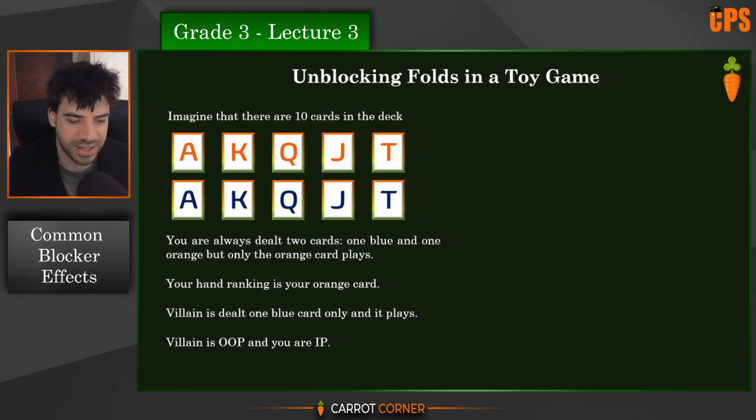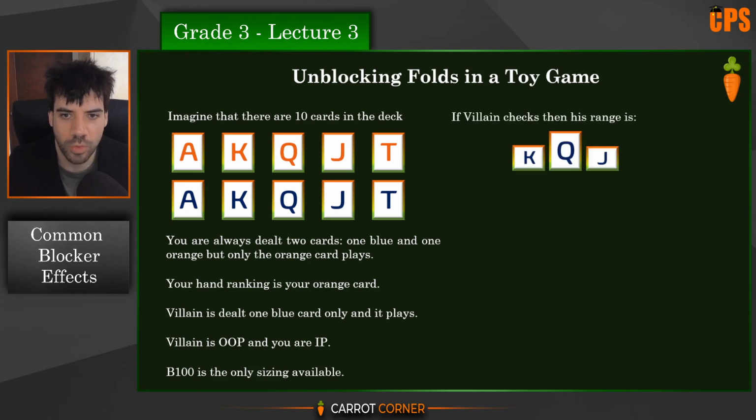Let's say that villain is out of position in this toy game and you're in position. A pot size bet is the only sizing available. We know that in the theory of this game, as I'm making it up, and this may not be the exact game theory for this toy game, I haven't solved it, my solver doesn't have an algorithm to solve Blue Deck, Orange Deck, but let's suppose that if villain checks, their range is going to be half of the combos of king, all of the combos of queen, making sense to check a mediocre hand in the middle of their range all the time, and some of the combos of jack.